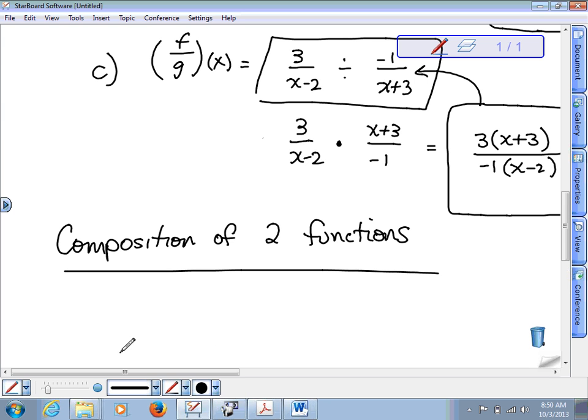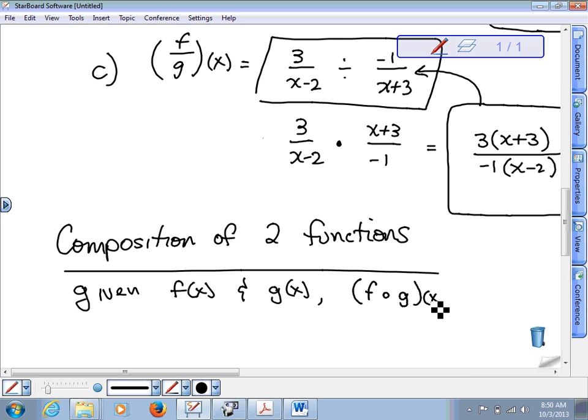The composition of two functions, this is also something that we did quite a bit of in Algebra 2 last year. It looks like this: given f of x and g of x, two functions. This operation right here, f with an open circle, remember that? F with an open circle means this: f of g of x. That's how you would read that out loud, f of g of x.